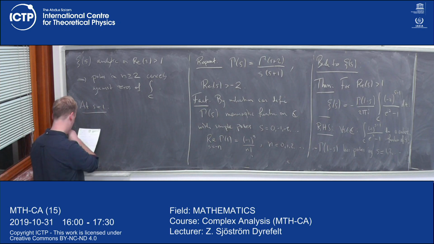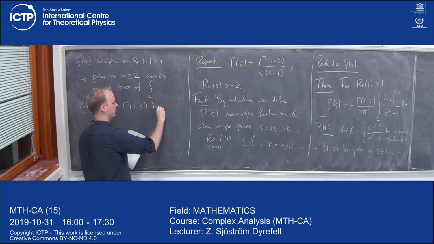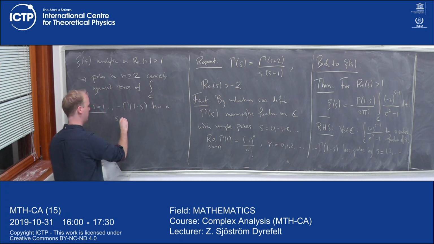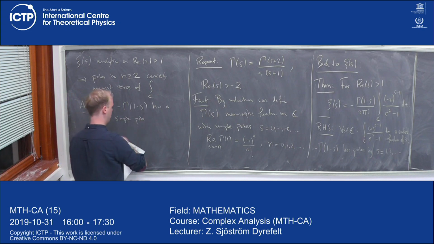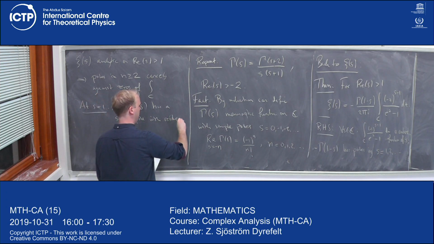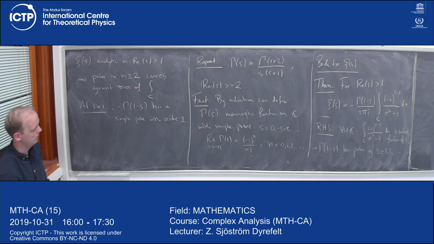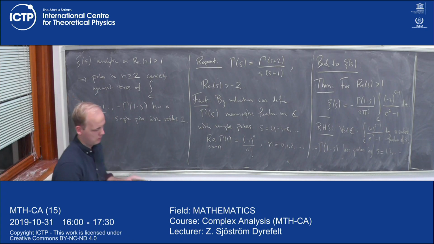So when s equals 1, what do we have? Then minus gamma of 1 minus s has a simple pole with residue 1. Okay, I hope that's true. The simple pole with residue 1.